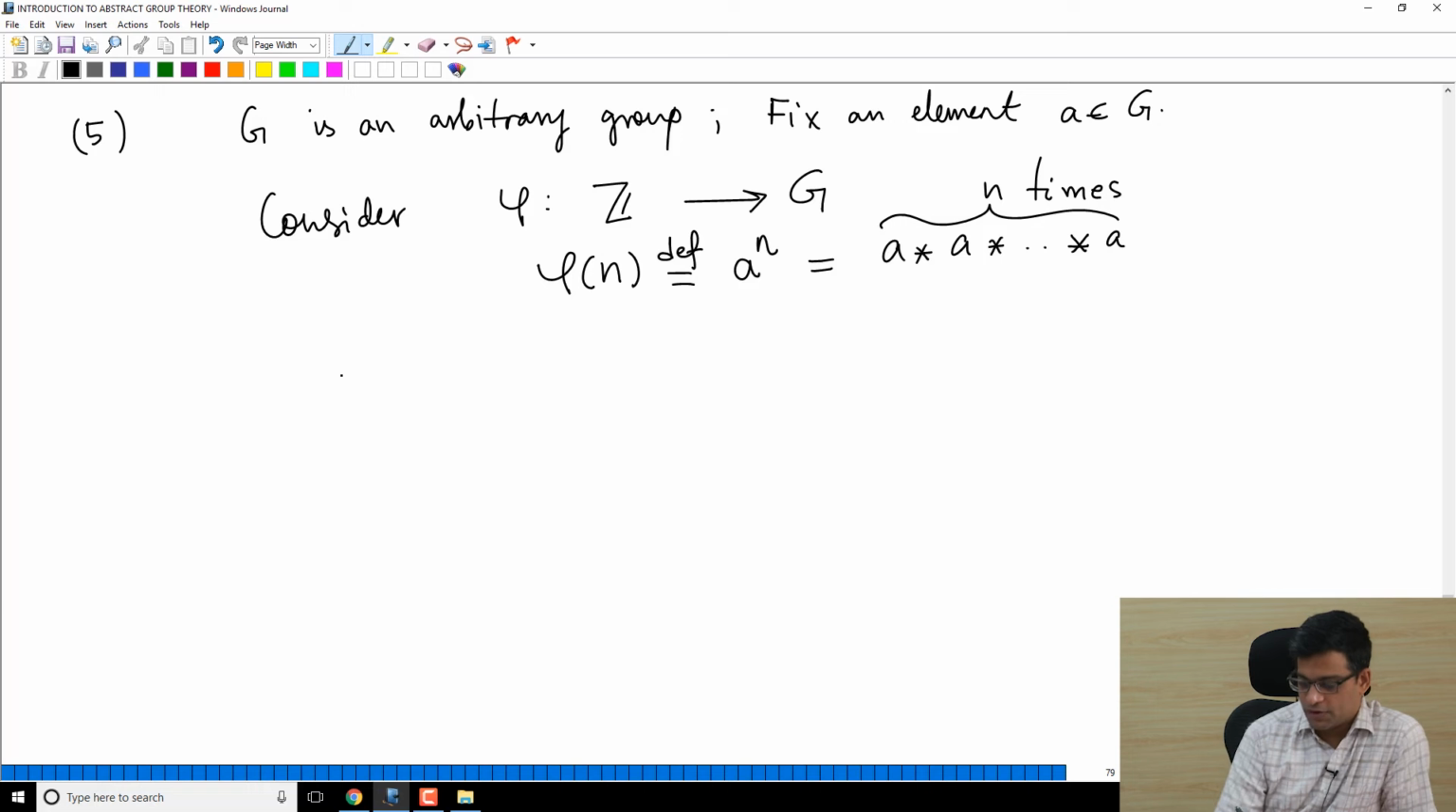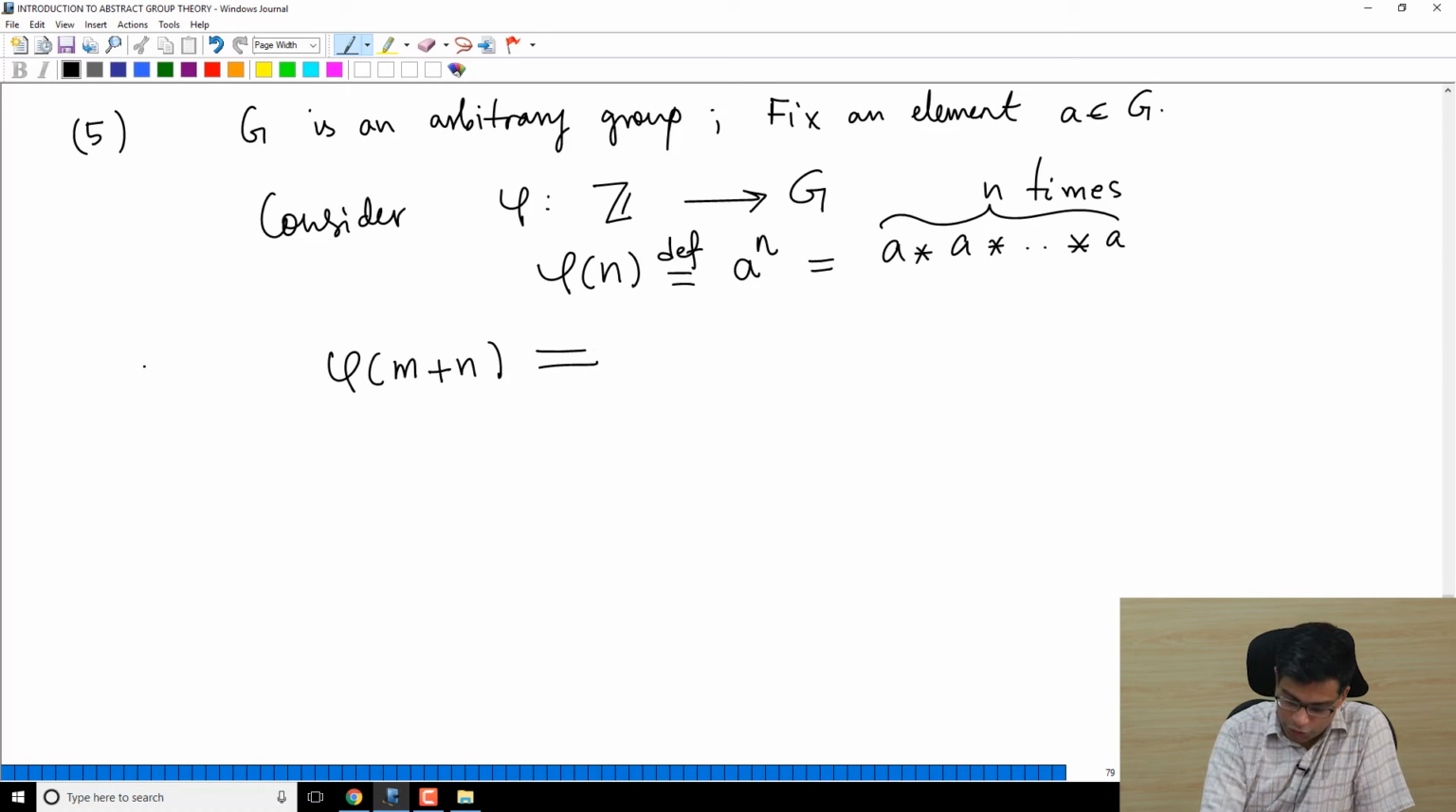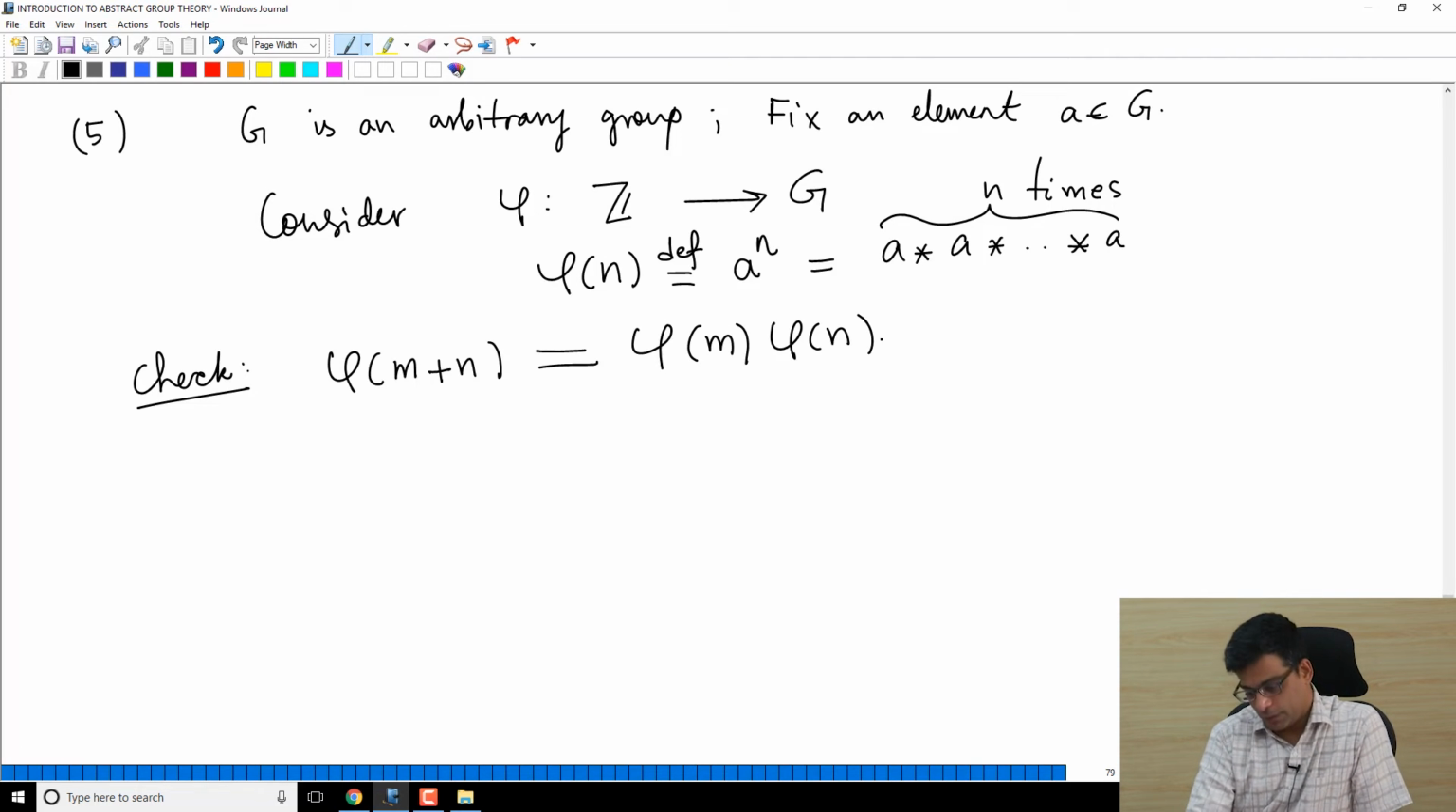Now is this a group homomorphism? Remember the definition. Because the group Z is under addition, we have to check that phi of m plus n should be equal to phi of m times phi of n, because that's the group operation on G. My notation is just phi m times phi n. I don't write star unless I want to emphasize a point here. So is this true? What is phi of m plus n? This is A power m plus n. By definition of phi, m plus n goes to A power m plus n.